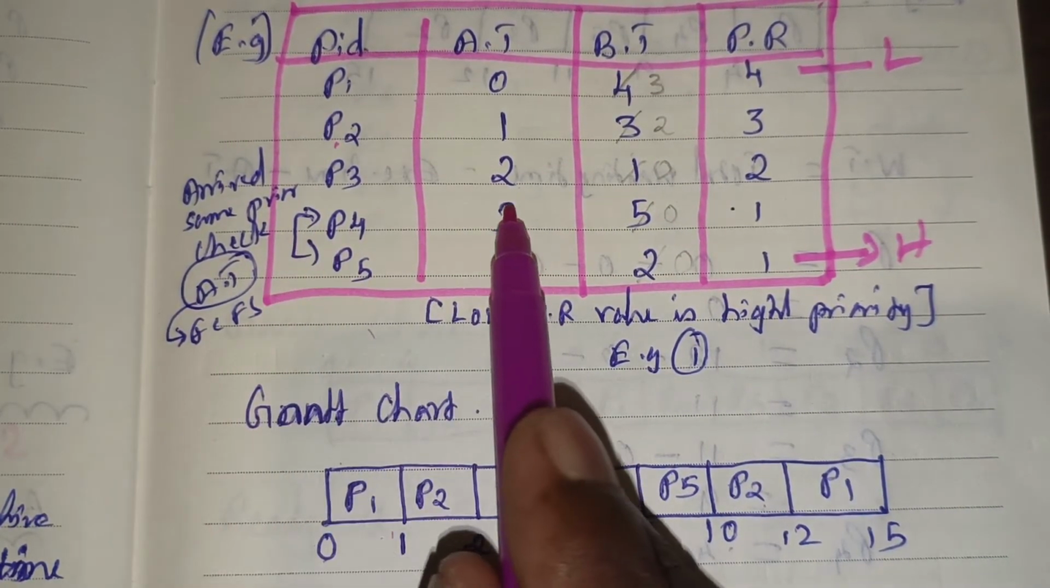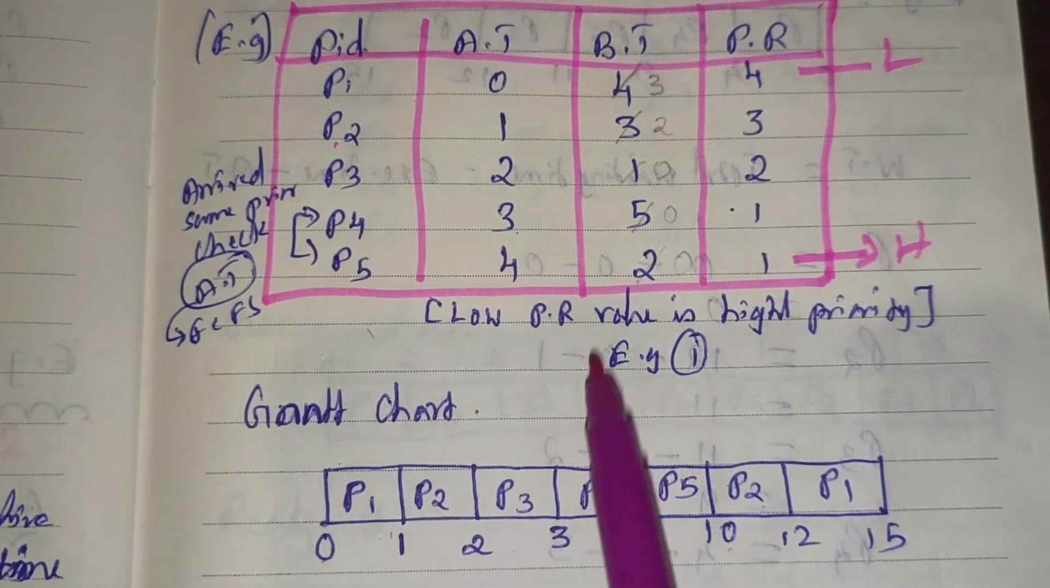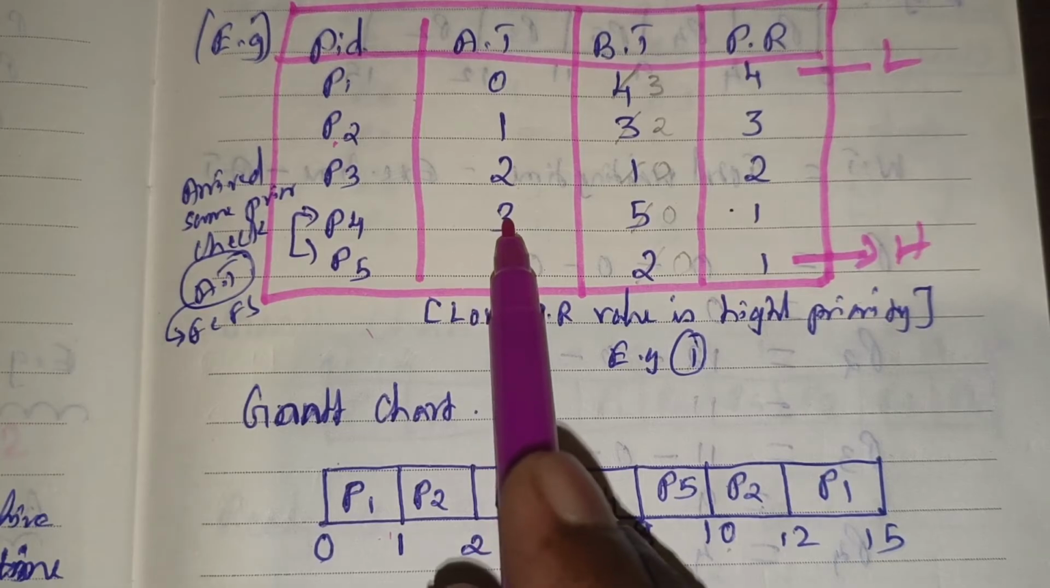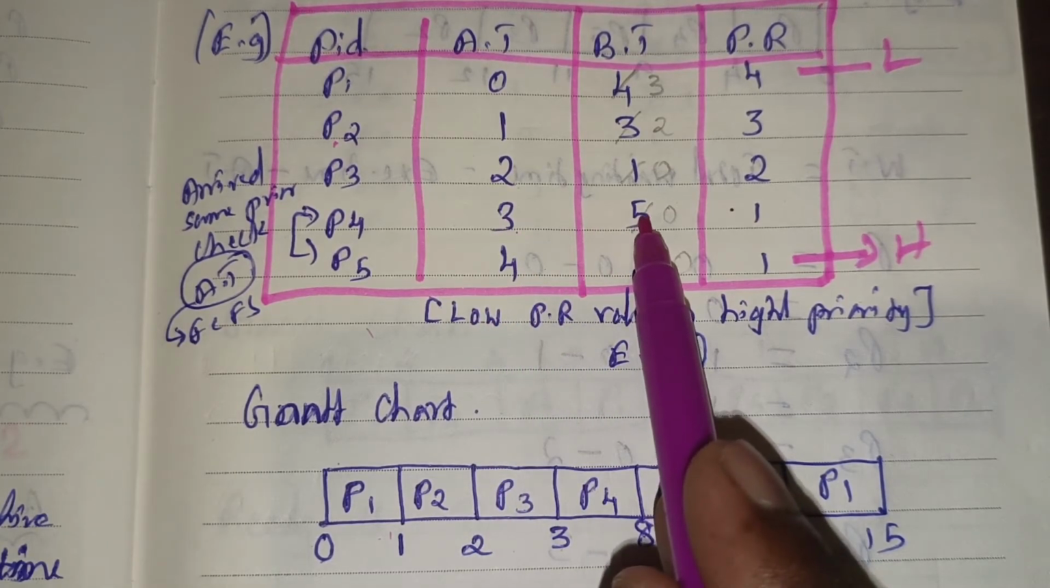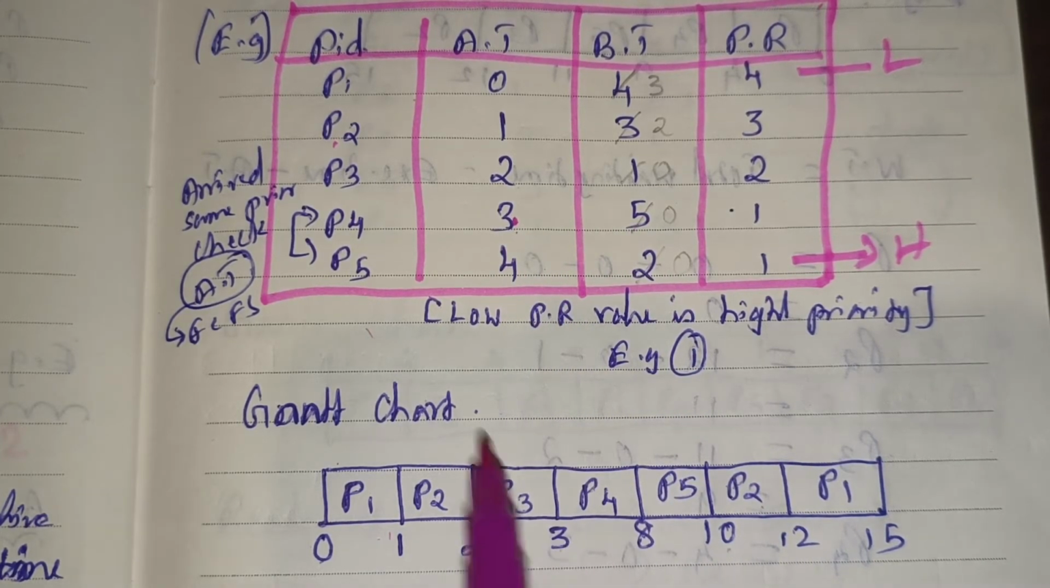By the time, P4 is coming. Arrival time is 3. So P4 is coming inside and taking the burst time, and it can be interrupted because, see here, P3 started exactly at 3. P4 started exactly at 3. Sorry.